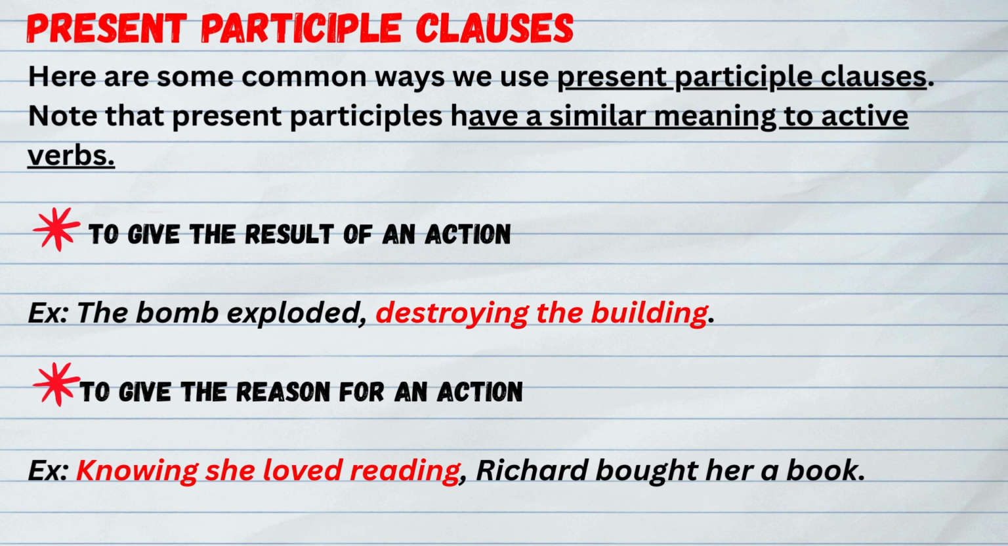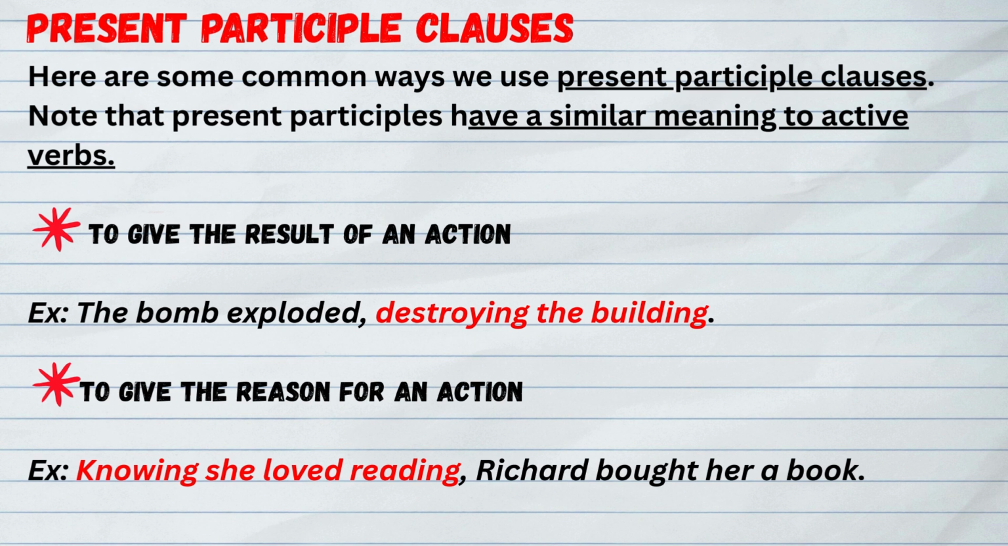Present participle clauses. Here are some common ways we use present participle clauses. Note that present participles have a similar meaning to active verbs. To give the result of an action: the bomb exploded, destroying the building.